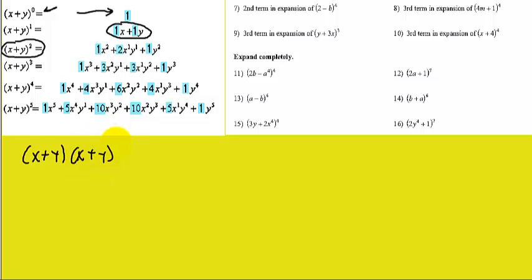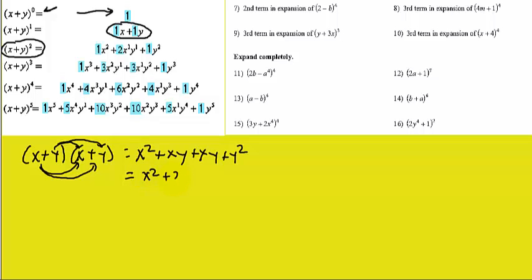Okay, and when you use distributive property to multiply, you're going to get x squared, and then you're going to get xy, and then y times x is going to get another xy, and then y times y is going to give you plus y squared, and this becomes x squared plus 2xy plus y squared, and that's what this is.